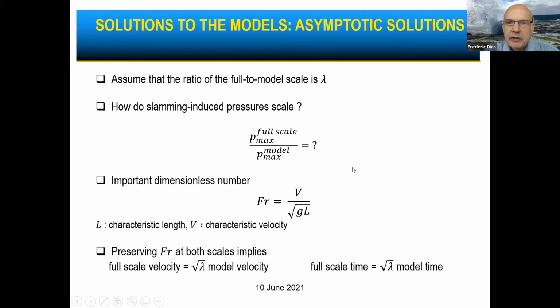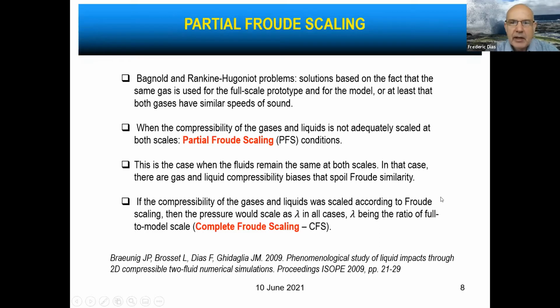So obviously in hydrodynamics, there is an important dimensionless number, which is the Froude number, velocity divided by square root of gL, L a characteristic length. And so preserving the Froude number at both scales implies that the full scale velocity is square root of lambda times the model velocity, and the full scale time is square root of lambda times the model time. But for the pressure, it gives a ratio lambda.